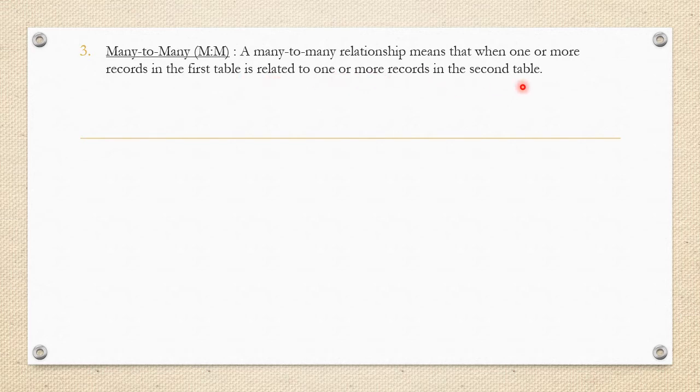Okay, so what is that many to many relationship? In this case, there will be two tables, and from those two tables, one or many records from one table will be related to one or more records in the second table. Okay, means here on both sides, either one can come or many can come, in both tables. That is called a many to many relationship.